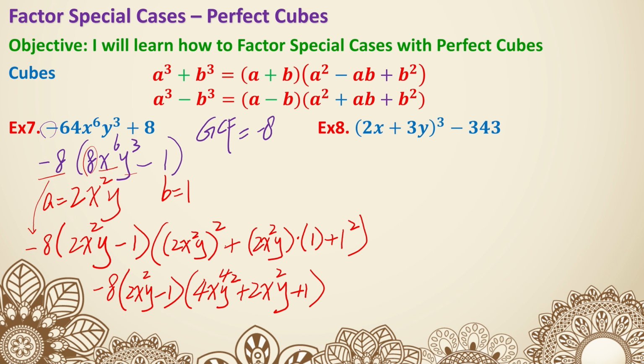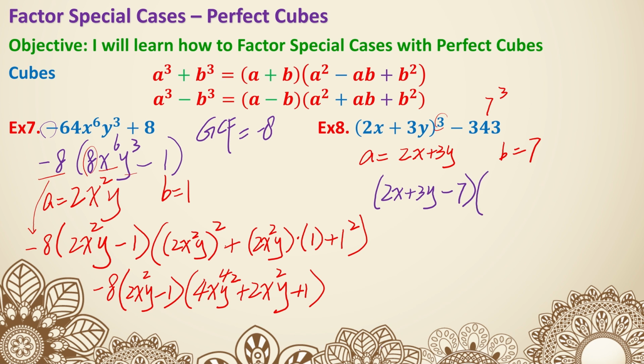Last one, example 8. Well, the cube is already there, so a is easy to identify, just a looks complicated. A is 2x plus 3y. Our b, well, 343 is actually 7 cubed, so our b is just a 7. Now let's try to put everything into the formula. 2x plus 3y, subtracting a 7. First set of parentheses, fairly straightforward.